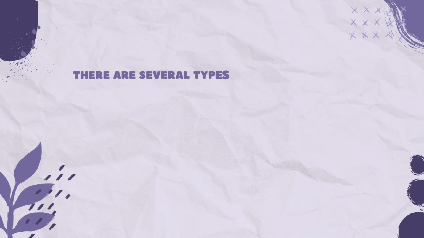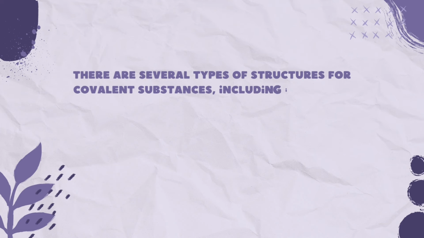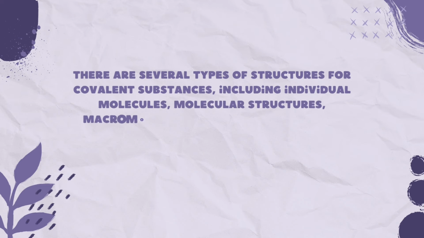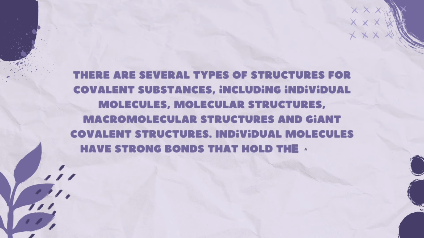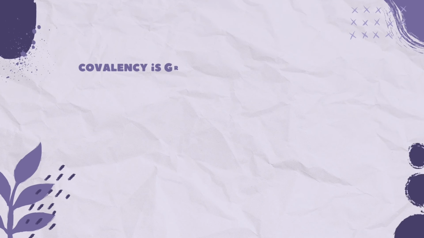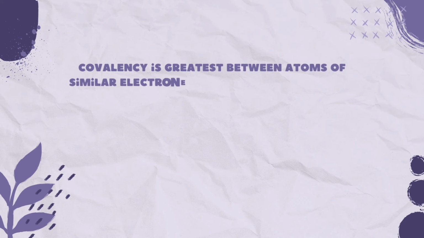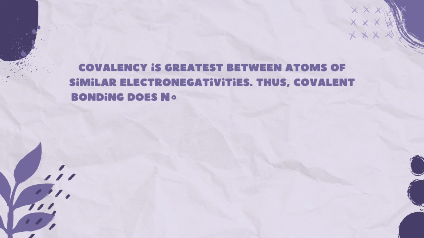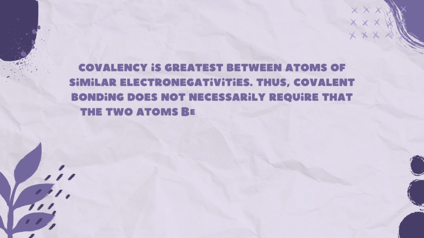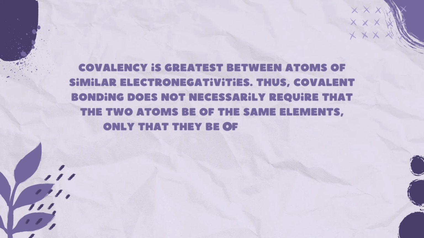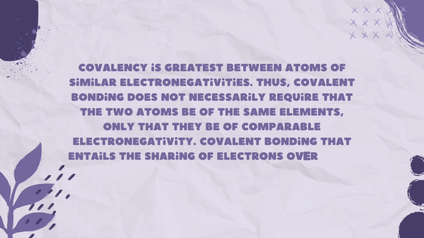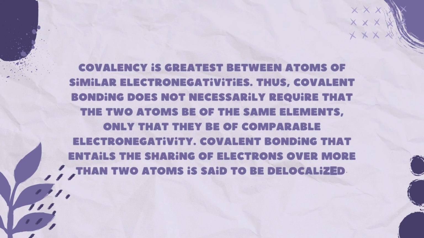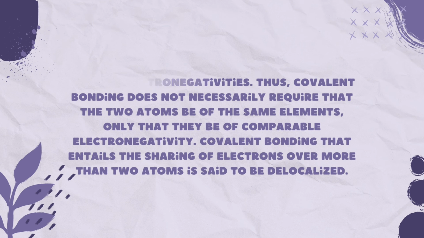There are several types of structure for covalent substances, including individual molecules, molecular structures, macromolecular structures, and giant covalent structures. Individual molecules have strong bonds that hold the atoms together. Covalence is greatest between atoms of similar electronegativities. Thus, covalent bonding does not necessarily require that the two atoms be of the same elements, only that they be of comparable electronegativity. Covalent bonding that entails the sharing of electrons over more than two atoms is said to be delocalized.